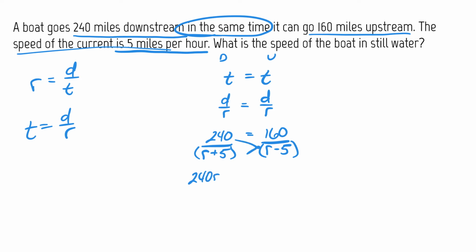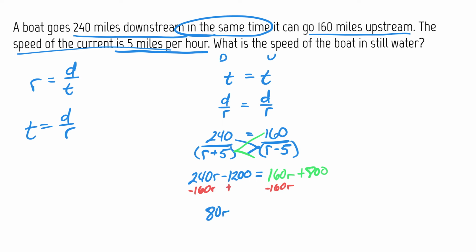When we cross multiply, is that 1200? And then we'll multiply the 160, 160R, plus 800. Like I said on the last example, it's usually pretty self-explanatory where we want to move everything on these linears. I want to move the 160R over here, make the smaller one go to the bigger one. That would give me 80R.